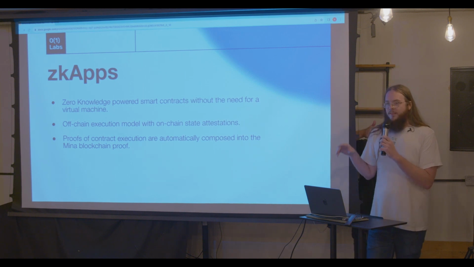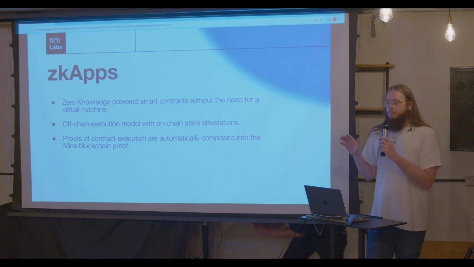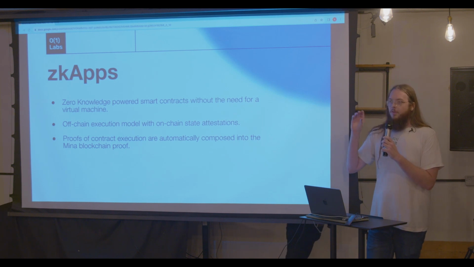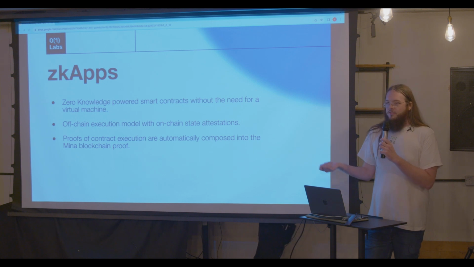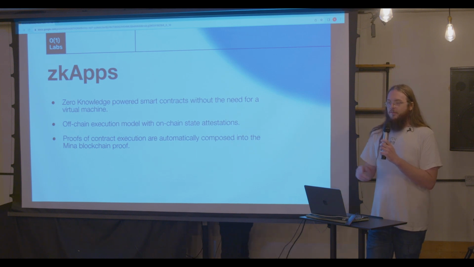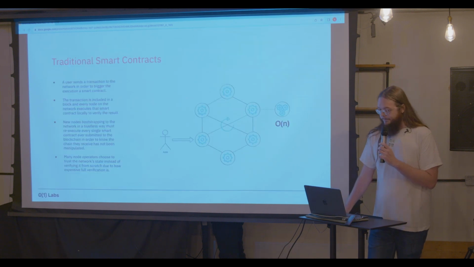The network then verifies that proof, and then that proof gets composed back up into that blockchain proof that all the nodes are downloading. So what this means is that when you're actually syncing to the chain, you're verifying not just the transactions of normal payments that happen in the ledger, you're also verifying the execution of every smart contract that happened, but these executions didn't happen on chain.